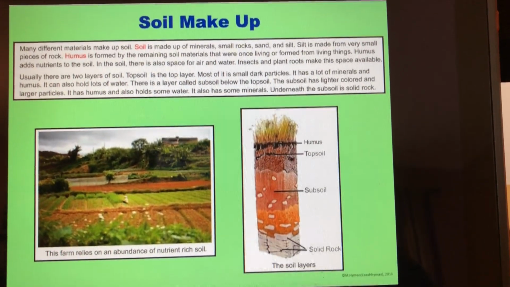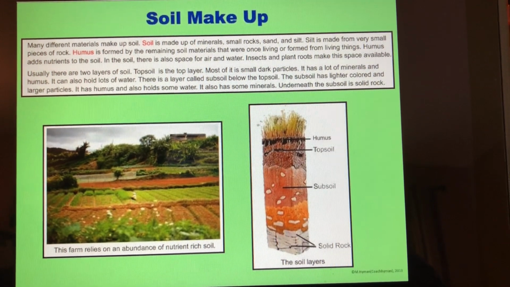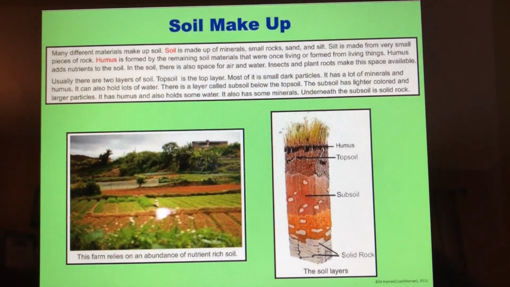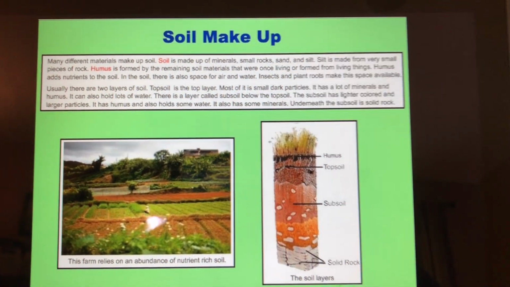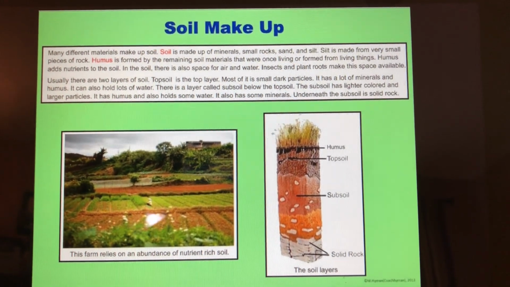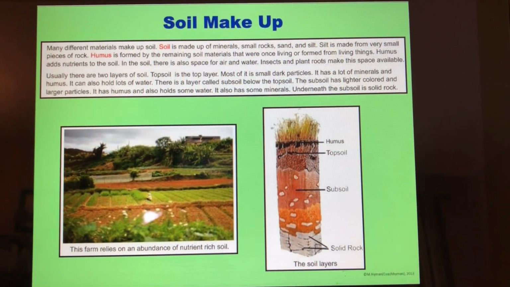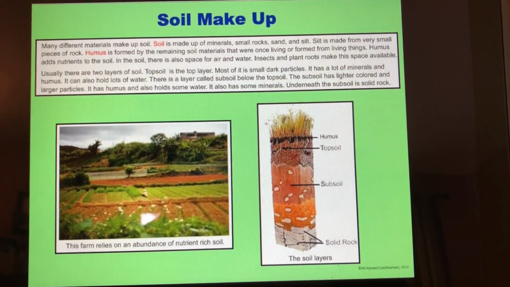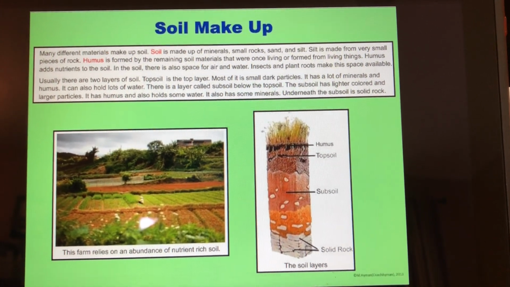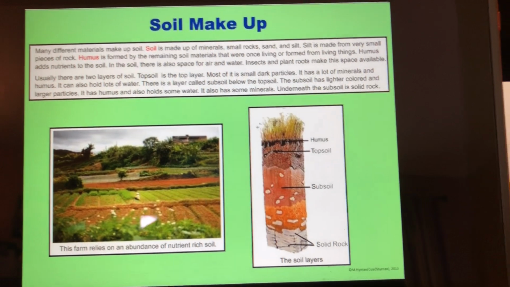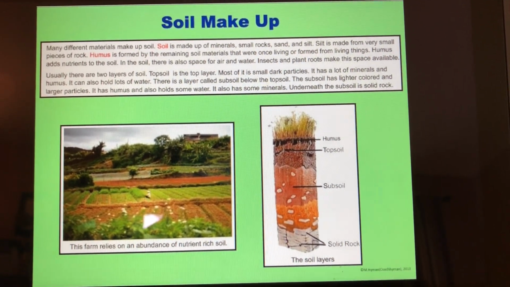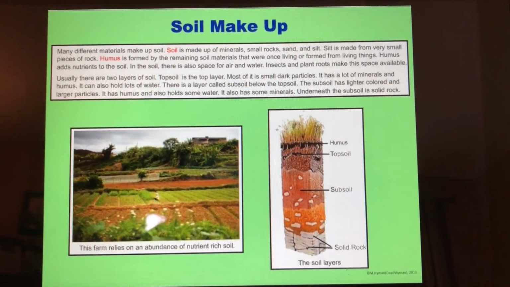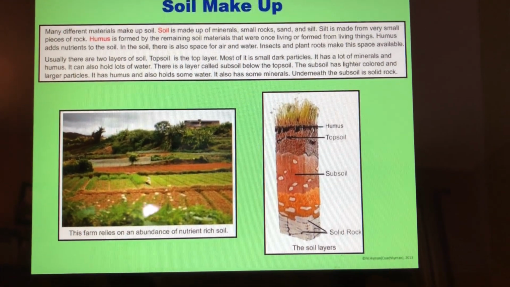Usually there are two types of soil. One is the topsoil, which is the top layer. This soil looks like small, dark little particles. It has a ton of minerals and also that humus. What's really good about topsoil is that it can hold a ton of water. There's also a layer called the subsoil, which is below the topsoil. The subsoil has lighter colored and larger particles. It has the humus, holds some water, and has some minerals. And then of course, underneath the subsoil, we have the solid rock.